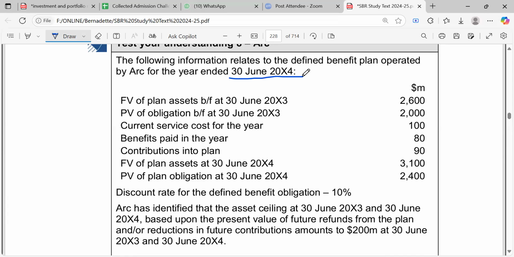Of course, we don't have the opening date, but actually at the end of 30th June 20X3, we will be on 1st July 20X3. So it's just the same way because we are told maybe there has been a certain transaction or what. So you can start using these two figures. You have the fair value of plan assets and the present value of the obligation. You can take the net there, right?